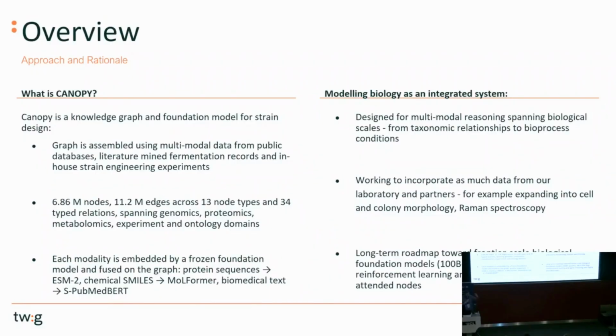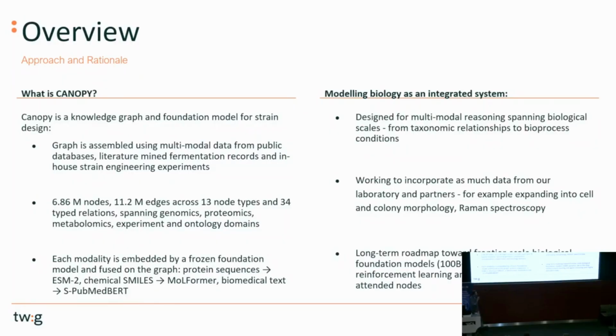In terms of the long-term framing for this, we thought that this sort of engineering biology maps quite nicely onto a knowledge graph, as you'll see in a moment, and we use it across biological scales, from real-life tangible things like the temperature of your biofermenter, all the way down to single DNA mutations which define individual organisms. Another motivation for this work was to incorporate as much data from our laboratory and partner laboratories, and we're expanding this into new modes as well, like images of cell colonies and cultures and Raman spectroscopy.